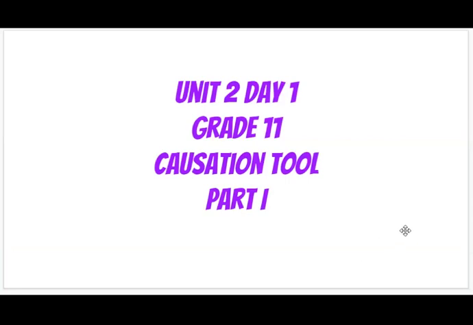Hi everyone. Today we're going to work on Unit 2, Day 1 for 11th grade, where there's a focus on the causation tool. This is part 1, where we're going to actually look at the tool, take apart some steps, speak about how to work with it. And in part 2, we're going to actually take a deeper dive, as the tool actually tells us to do, where we're going to work with it with another source, or an actual source, depending on who you ask, and we're going to look for some other things as well.